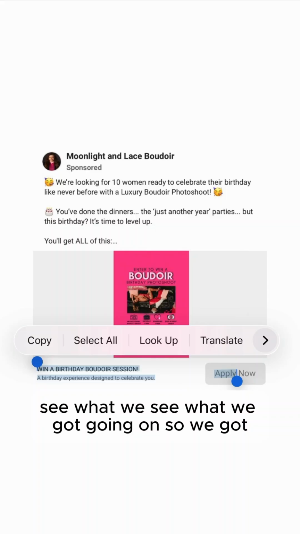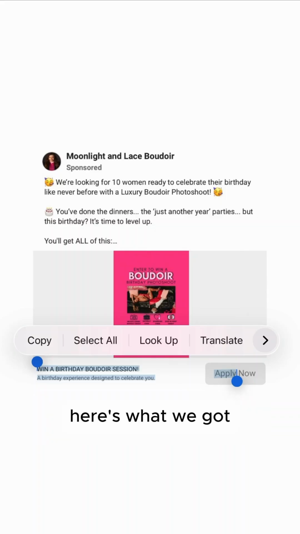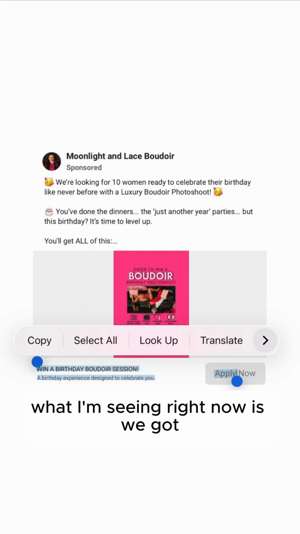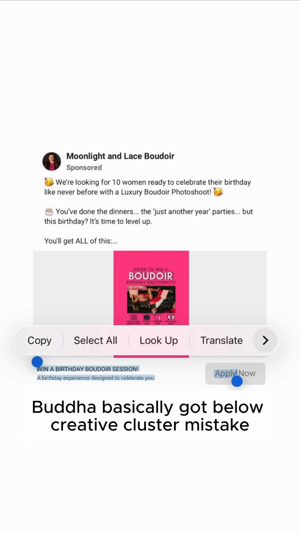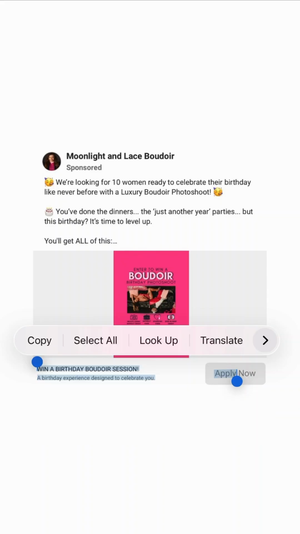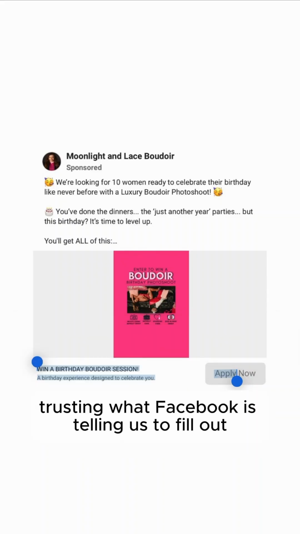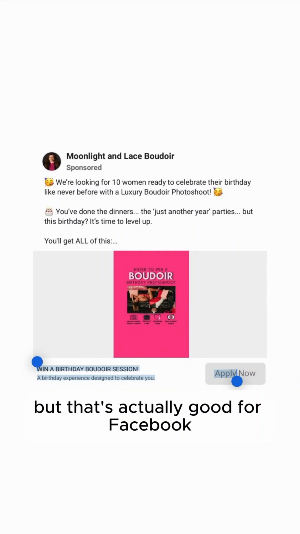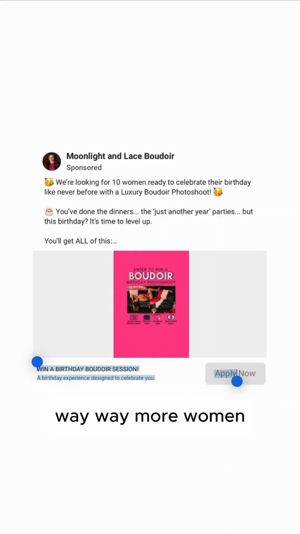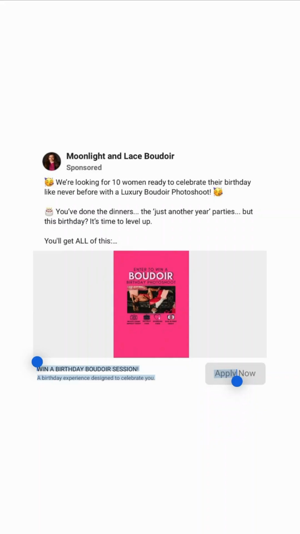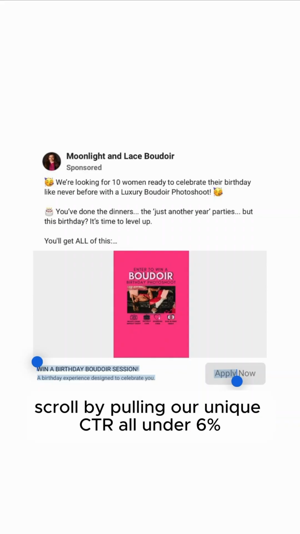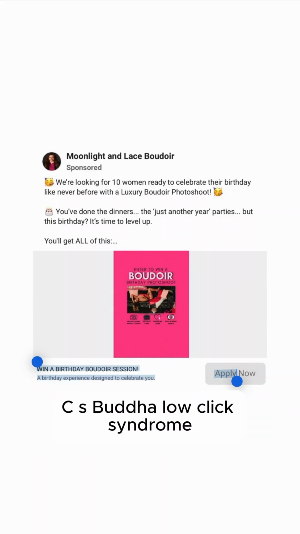Here's what we got. What I'm seeing right now is we got, basically, a below creative cluster mistake. That's what we got going on right here. So we're actually trusting what Facebook is telling us to fill out for our Boudoir Facebook ads. But that's actually good for Facebook. It's bad for us because it causes way, way, way more women to be scrolling by our ads than necessary. And as a result, we're causing more women to scroll by, pulling our unique CTR all under 6%, leading to BLCS, Boudoir low click syndrome.